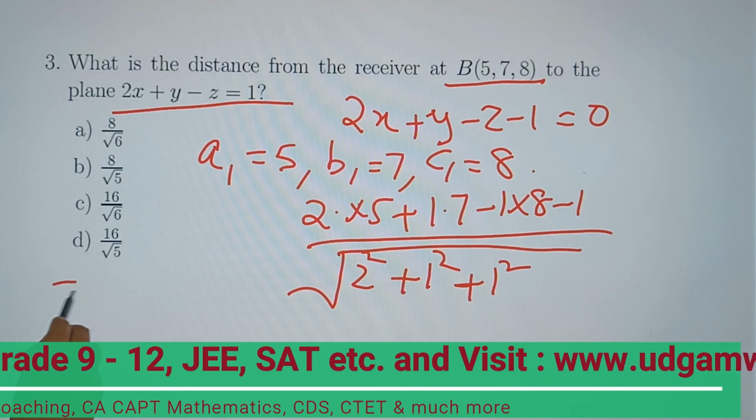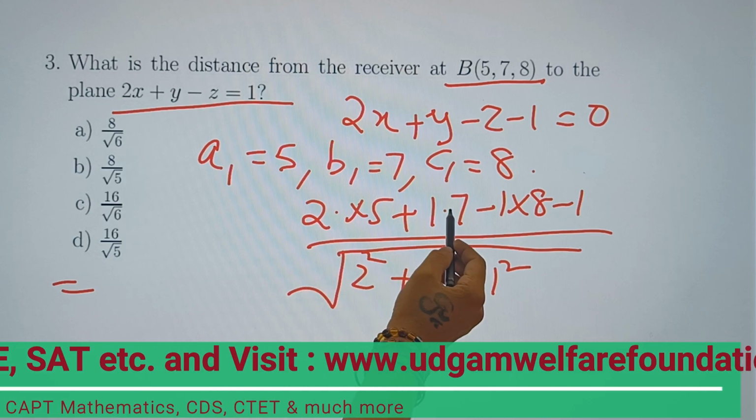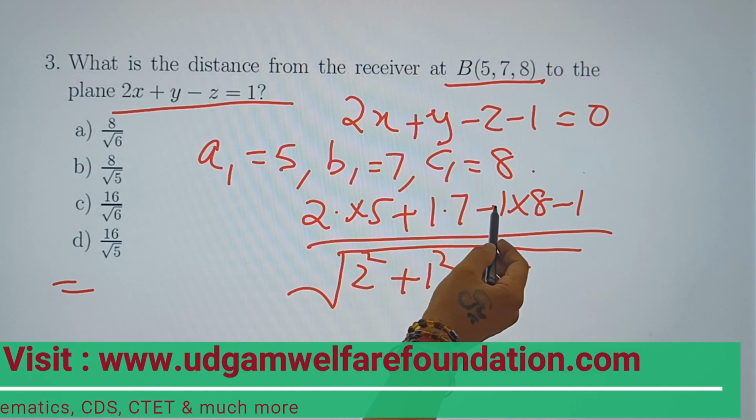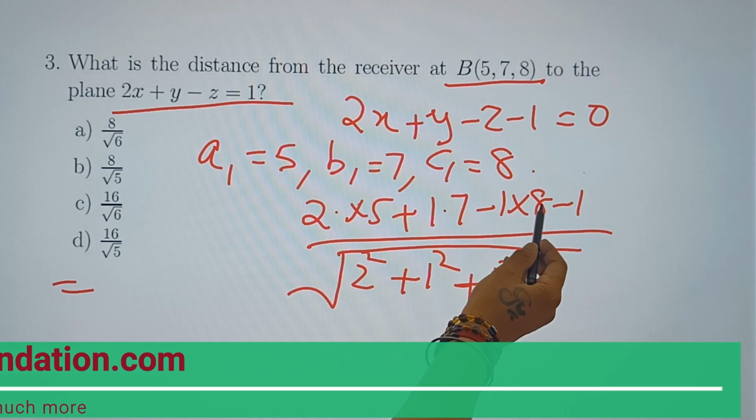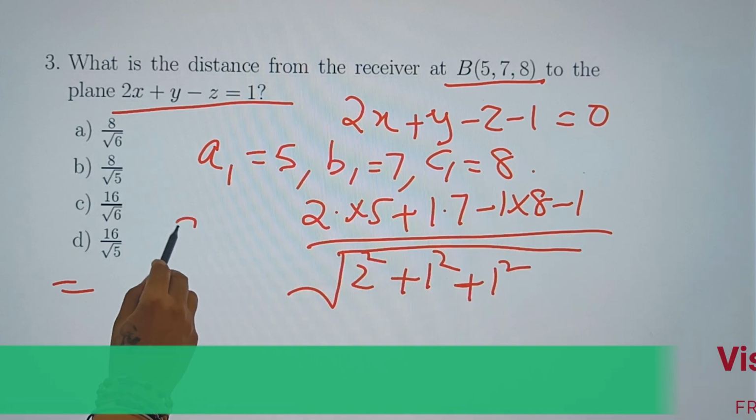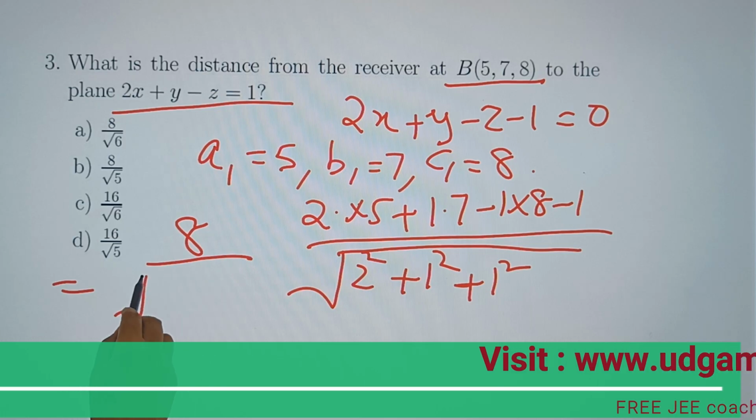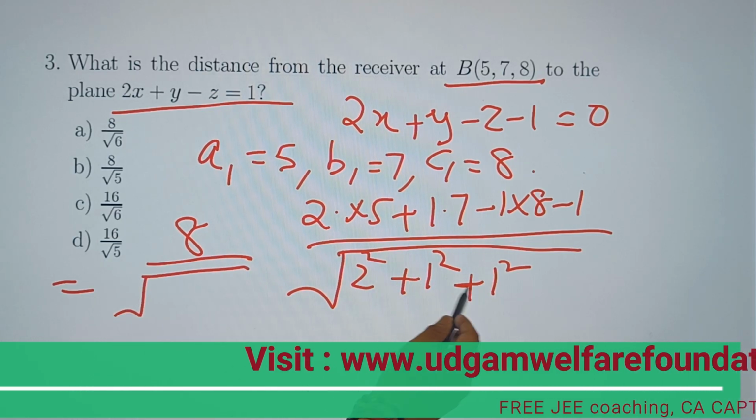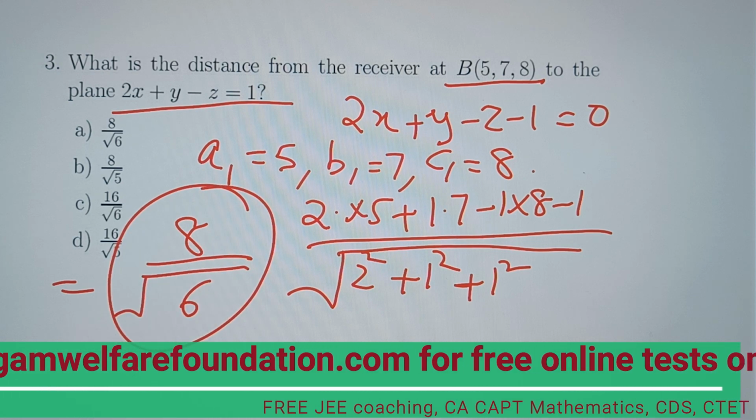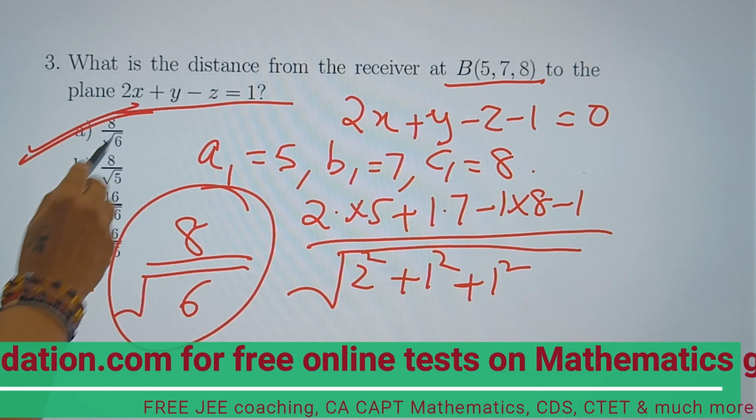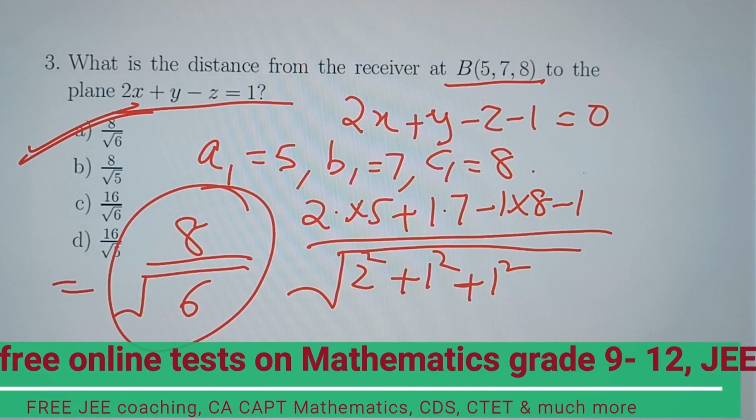So hence our answer will be 5 times 2 is 10. 10 plus 7 is 17. 17 minus 8 is 9. 9 minus 1 is 8 again. So 8 over root over 4 plus 1 plus 1, which is 6. So 8 upon root 6 is our correct answer. Hence we can say that option A is our correct answer here.